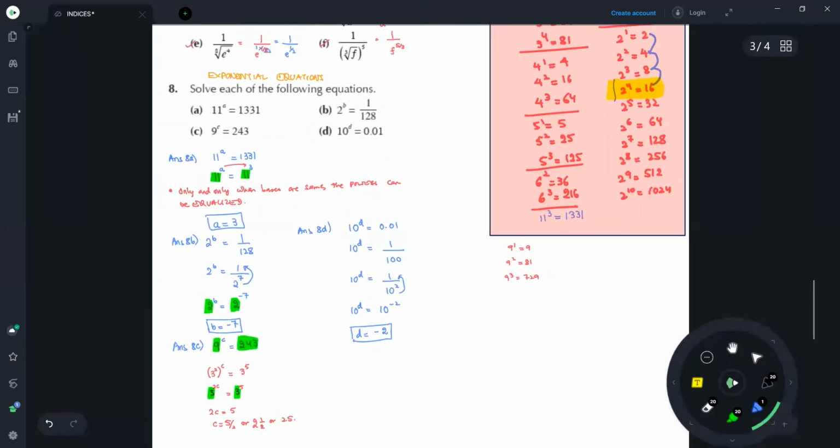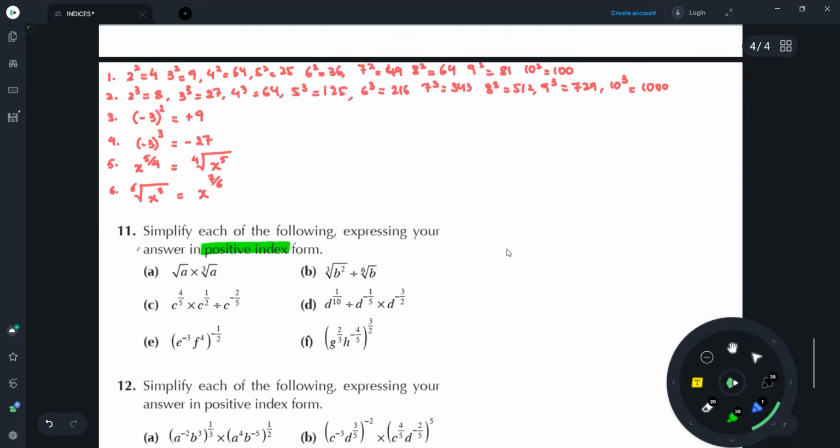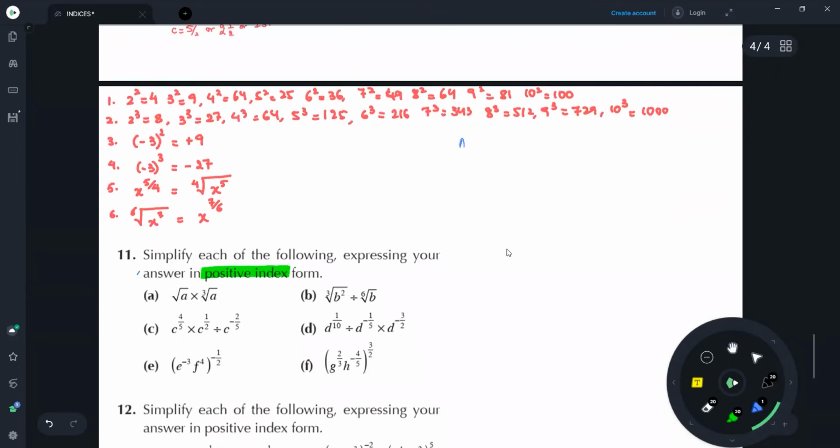Okay. Let me just pick out question number 11 and 12, then we start again. So we start off with question number 11 now. Simplify each of the following, giving your answer in positive index only, and positive index means positive powers, and we will give out our answers in positive powers. Okay. Start off with question number 11A.